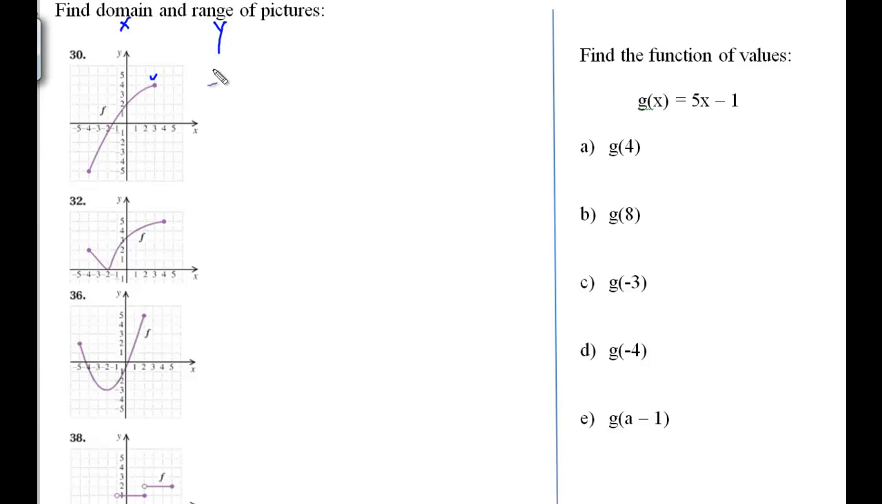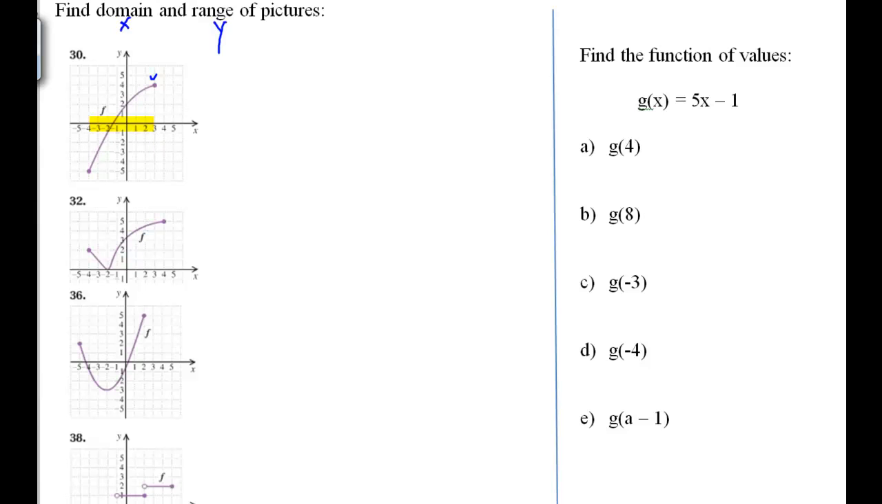Now, one way to look at this, when you see a picture like number 30 right here, which I got from the book, I'm going to use a highlighter here to show you that you take a look at the x values, and here are the x values between -4 and 3. So you'll see that this line exists from -4 to 3.